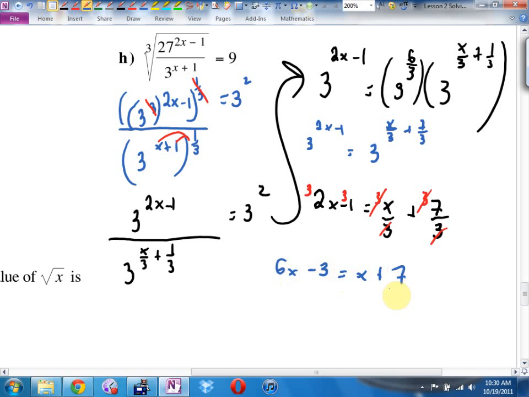Now what? Minus x from both sides, I'll have a 5x. Plus 3 to both sides, I'll have a 10. What's x? 2.